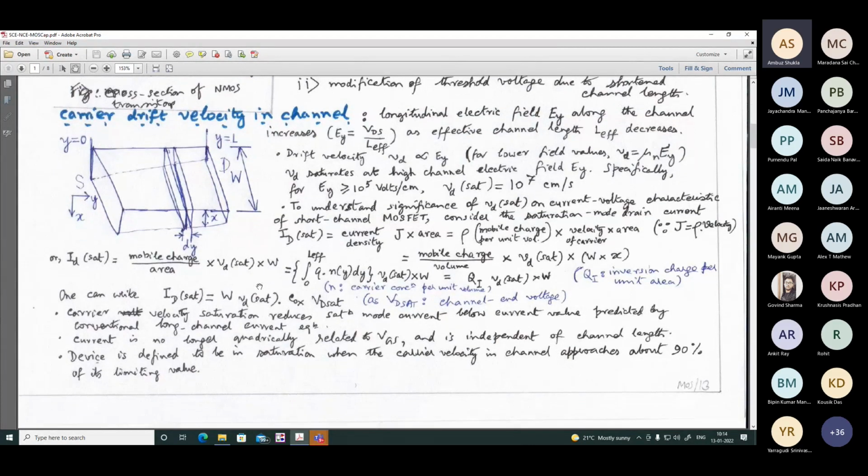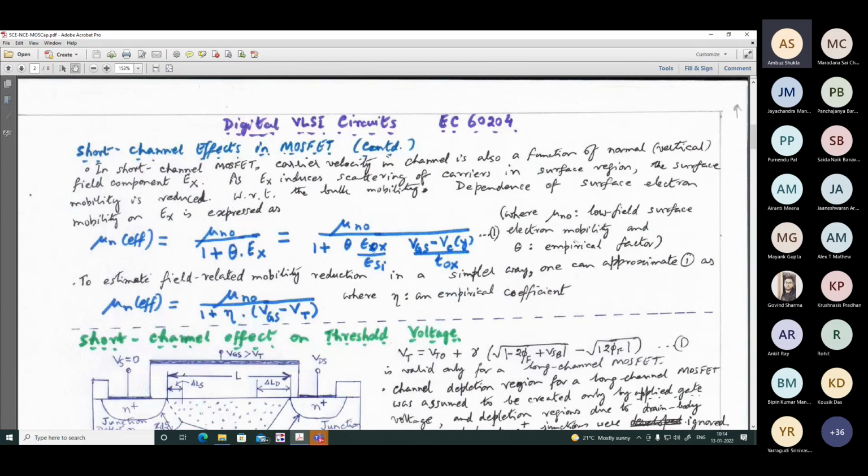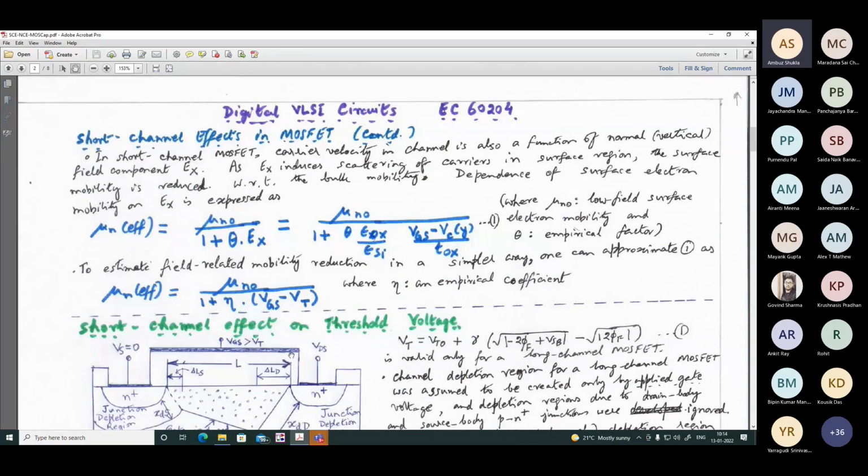Now, once more, in the short channel MOSFET, the carrier velocity in the channel is also a function of the normal or vertical field component. Here you can see you have the gate plate, then the oxide insulator, and then the channel. If the gate is positively biased with respect to the underlying substrate, there is a vertical field, a transverse electric field directed from top to bottom, and it also has its effect on the velocity. We are talking about EX. Y extends from source to drain, and X goes perpendicularly to the plane of the paper that we are looking into.